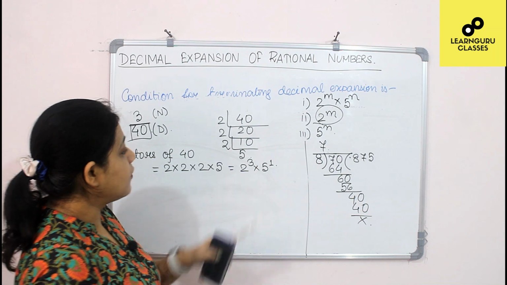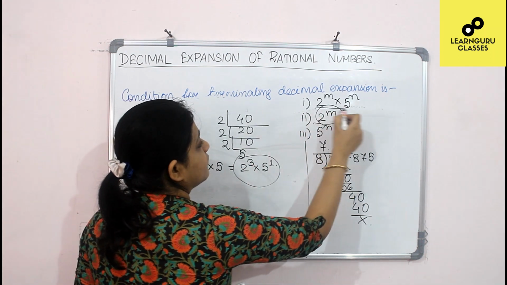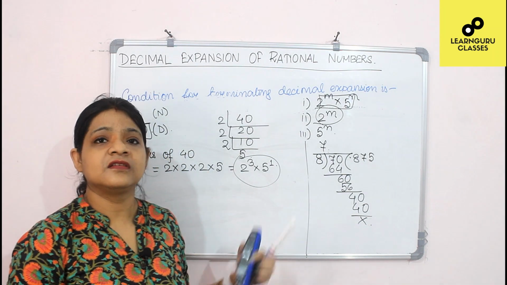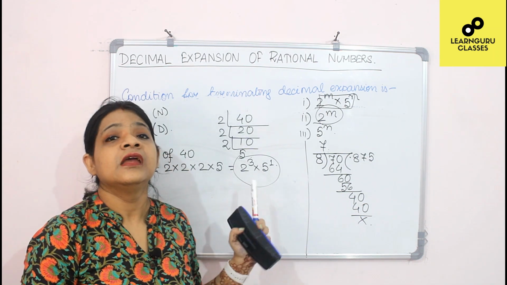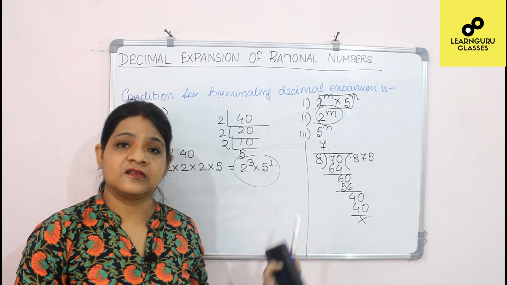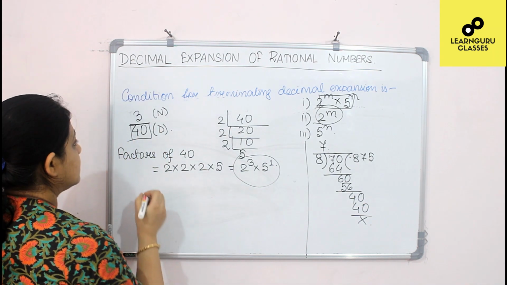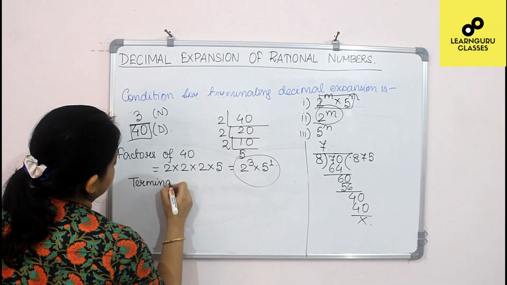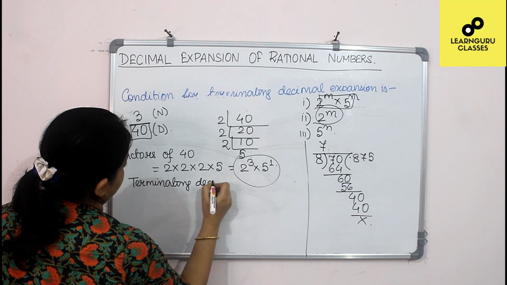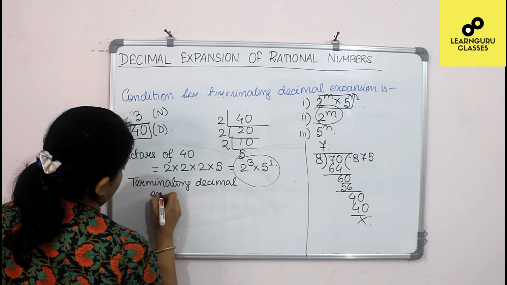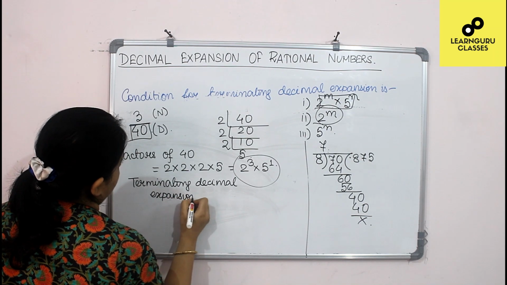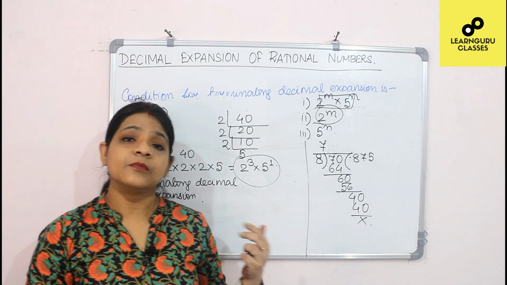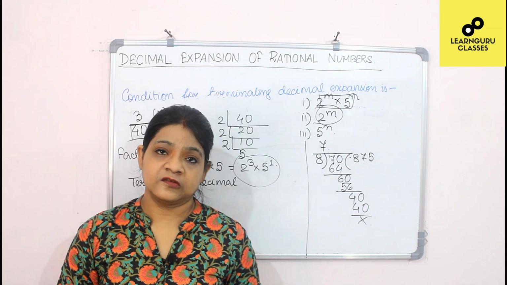Does it resemble the expression 2 to the power of m into 5 to the power of n? Yes, it resembles this expression. So from that we can say that it is a terminating decimal expansion. This is how we judge whether it is a terminating or non-terminating decimal expansion.